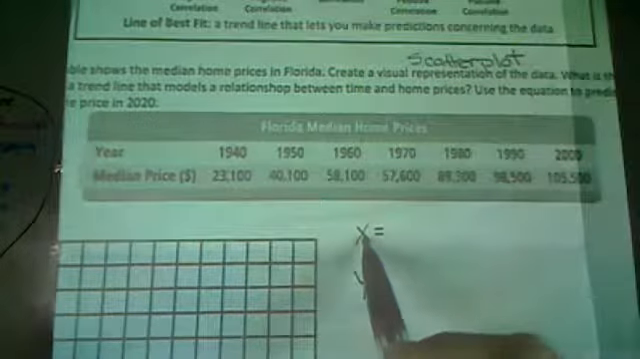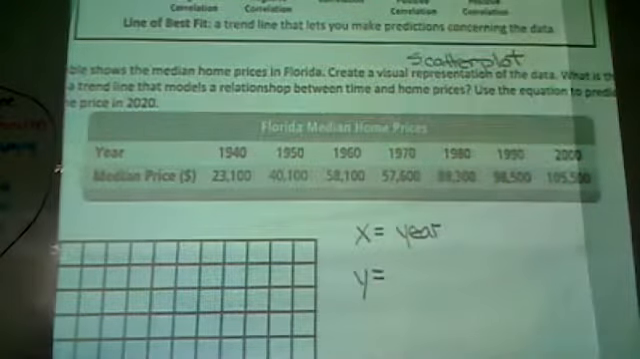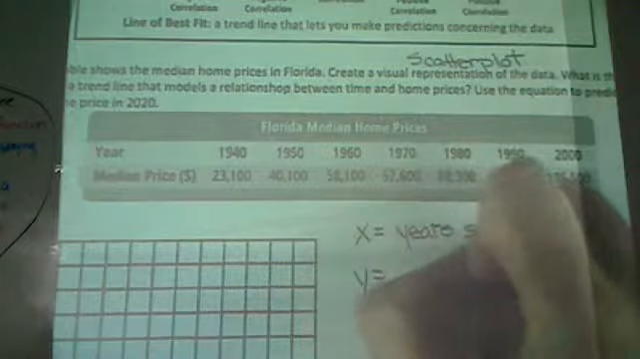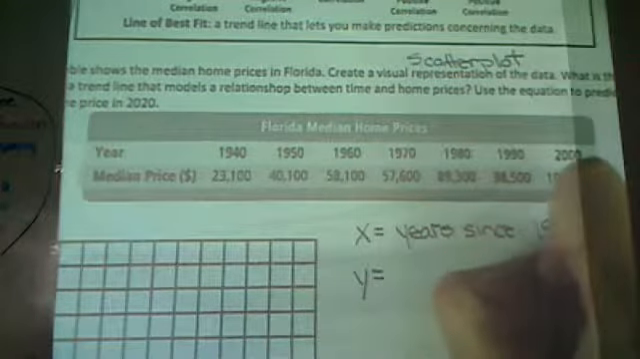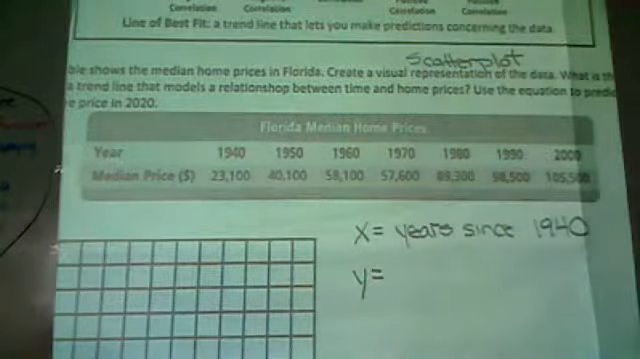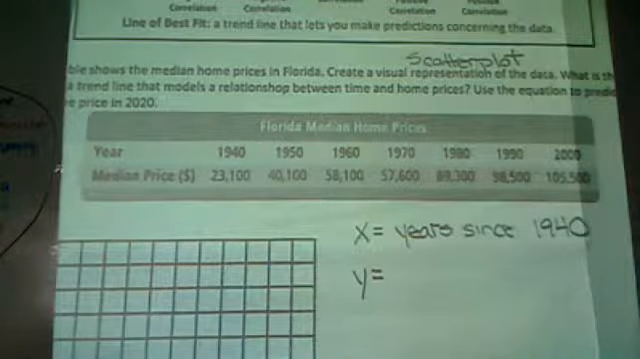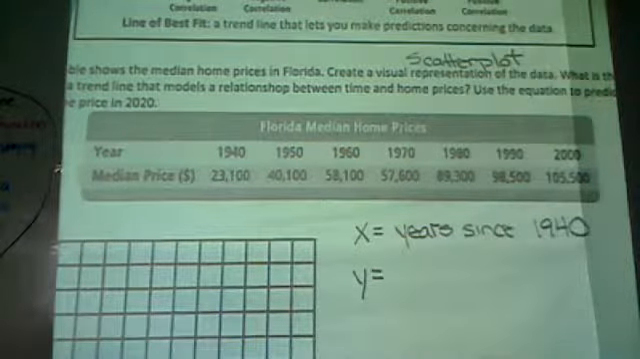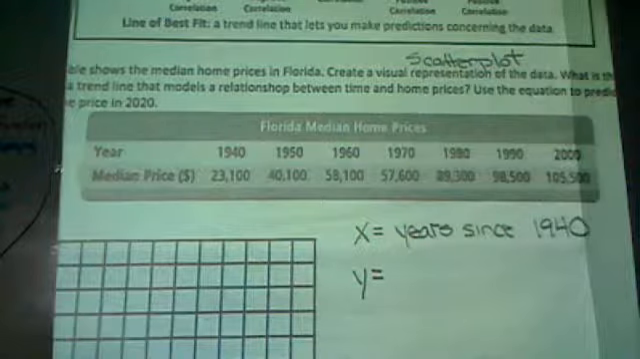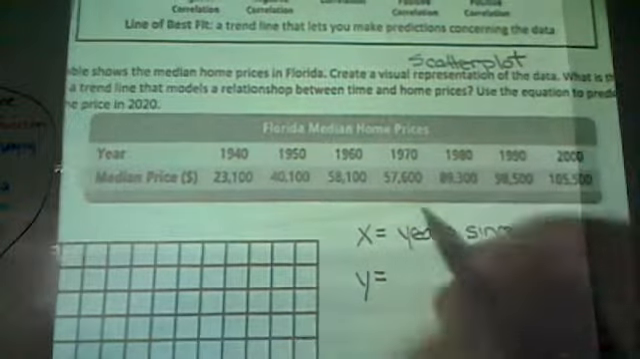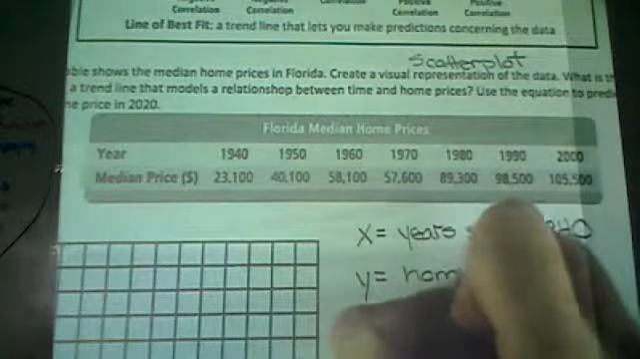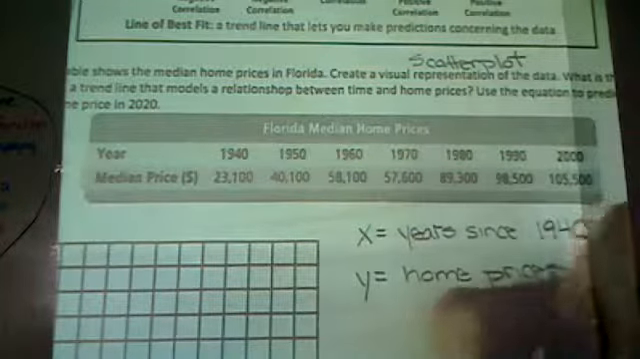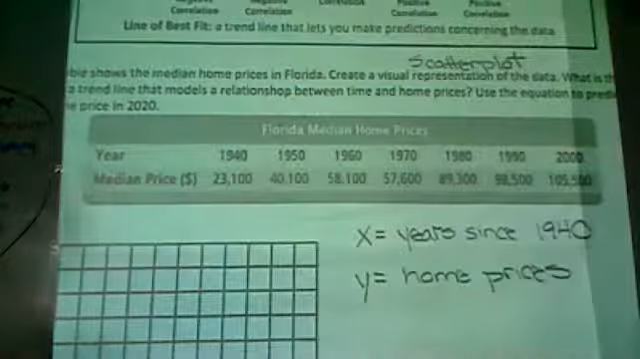So we're going to say that our independent variable is going to be the year, but specifically years since 1940. The reason I'm going to say years since 1940 is because it will be much easier to graph than 1940, 1950, 1960. It'll be easier to graph it and plug it into equations. Our y variable then will be the home prices, because notice that the price depends on the year.